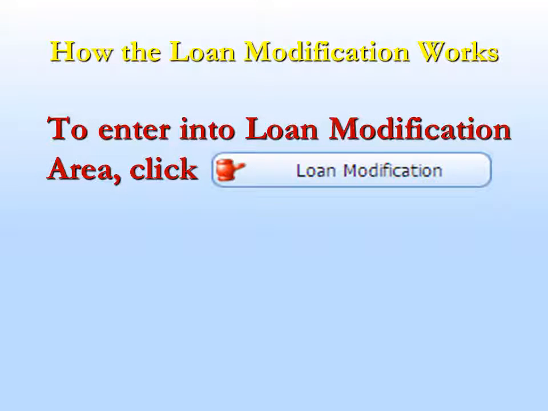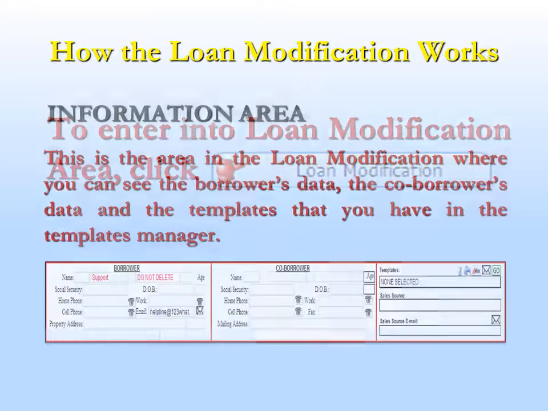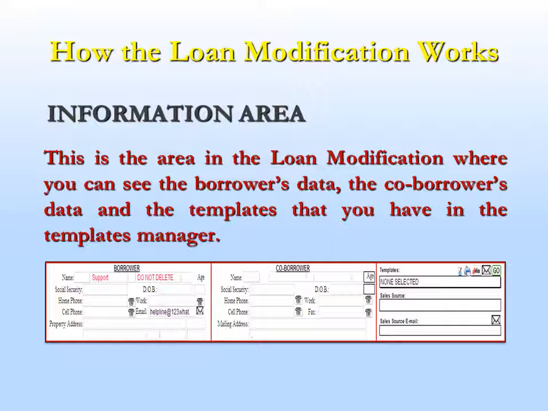To enter into Loan Modification Area, click Loan Modification. Information Area. This is the area in the loan modification where you can see the borrower's data, the co-borrower's data, and the templates that you have in the Templates Manager.